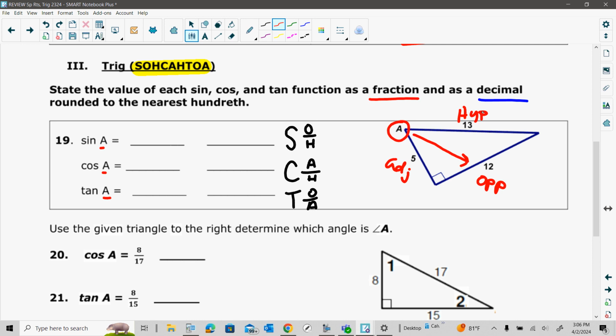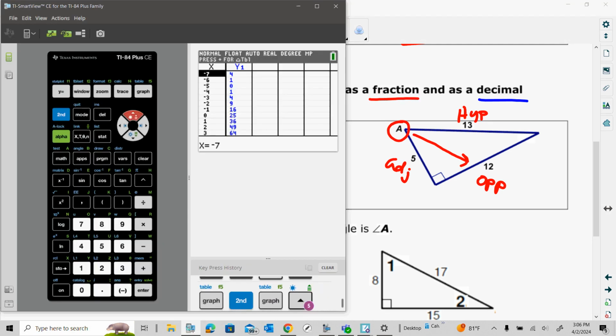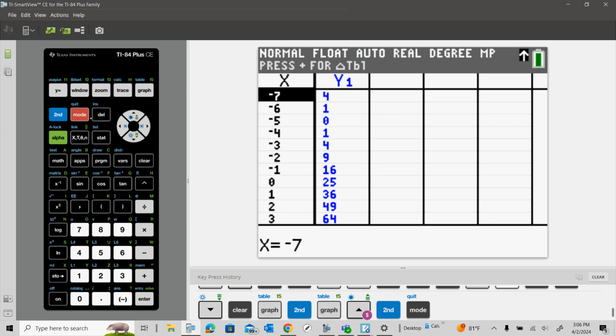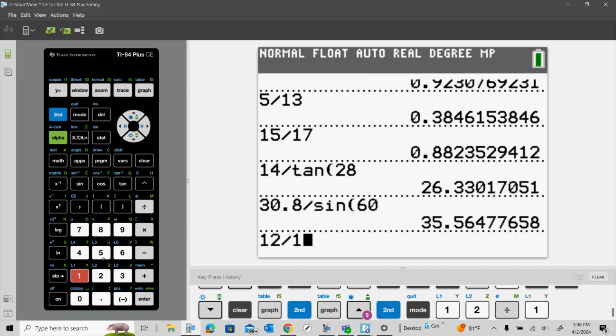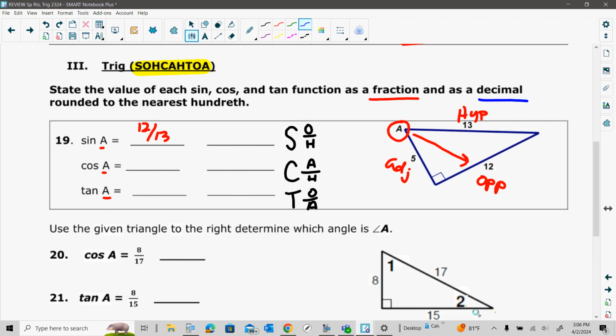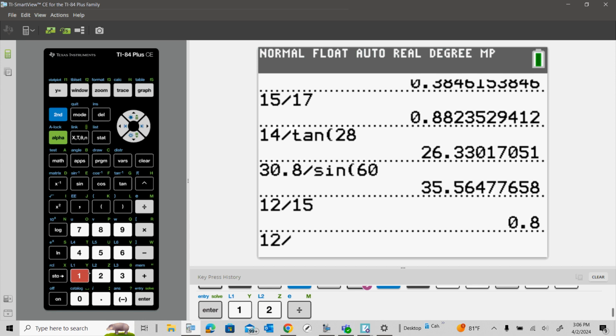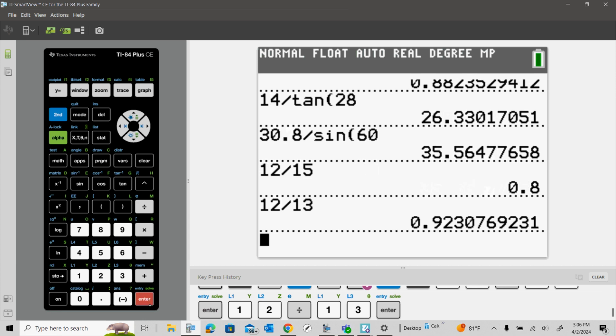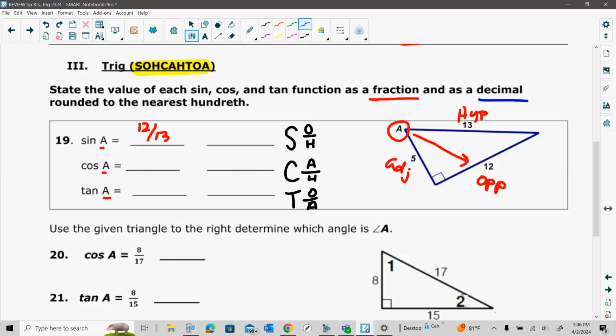So if I'm doing sine of A, that is 12 over 13. And then the decimal form, that means you're just doing 12 divided by 13, sorry. I said 14, I apologize for that. 12 divided by 13. And then we're writing to the nearest hundredths. So that is 2 decimal places. So you look at the 2, but you look to the right of that digit to determine if you're rounding up or staying. Since there's a 3, it's staying. So this would be 0.92.